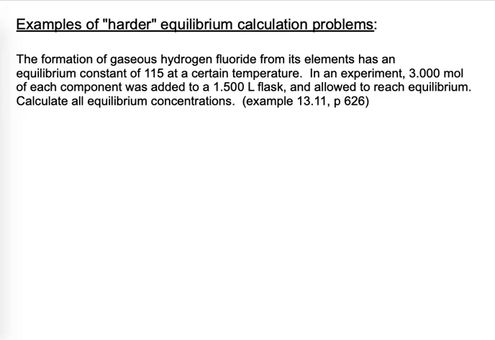So in these problems, of which I'll do a few examples, you are given all of the initial concentrations of reactants and/or products and the numerical value of K, and you are trying to solve for all equilibrium concentrations. So in this first problem, we are forming gaseous hydrogen fluoride from its elements. We're given the value of K, 115, and we are given the fact that we're starting with 3 moles of each component in a 1.500 liter flask, and we're letting it reach equilibrium, and our goal is to calculate all equilibrium concentrations. So I'll begin by writing out the equation, H2 gas plus F2 gas in equilibrium with 2HF.